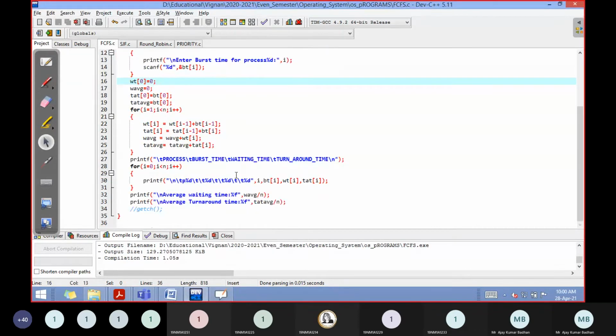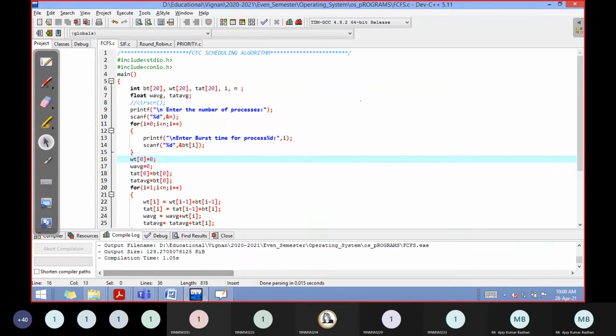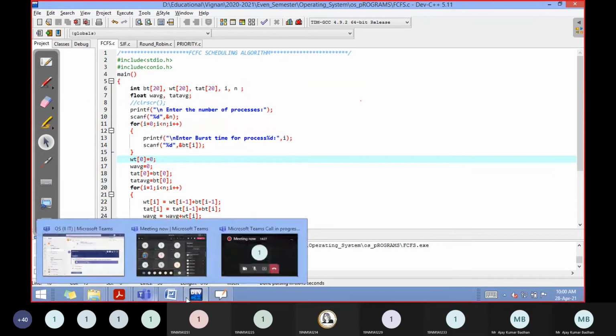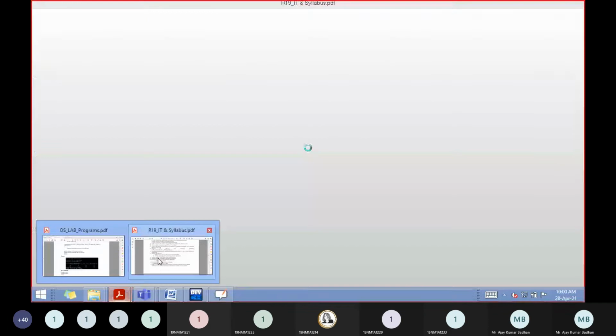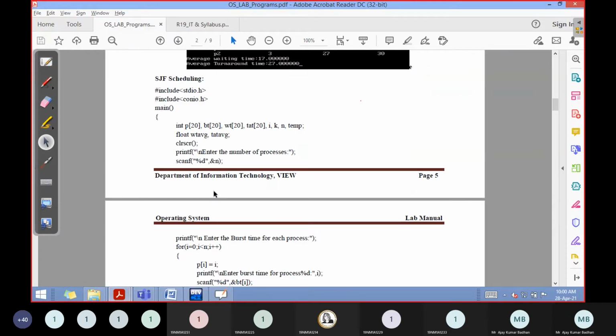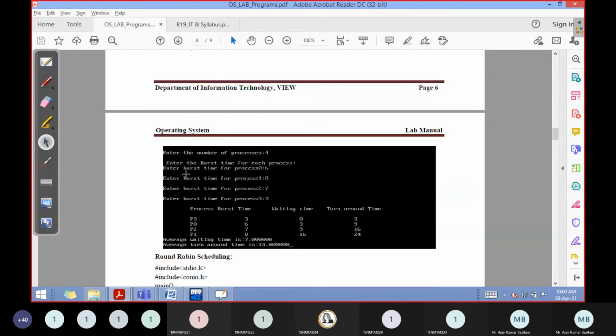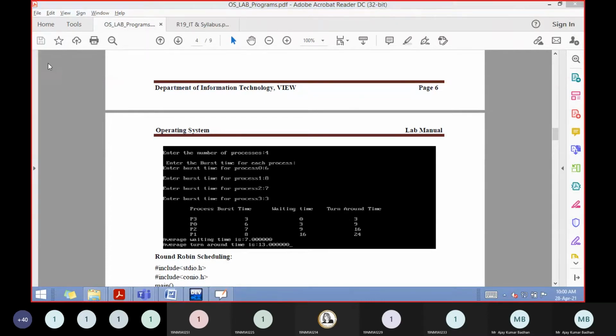This is what comes under FCFS. The very next one we have is SJF, shortest job first. What exactly are we going to do in this particular algorithm? First let us take an example and let me explain it. So 6, 8, 7, 3. So 4 processes I am taking. Now let me take a board here.